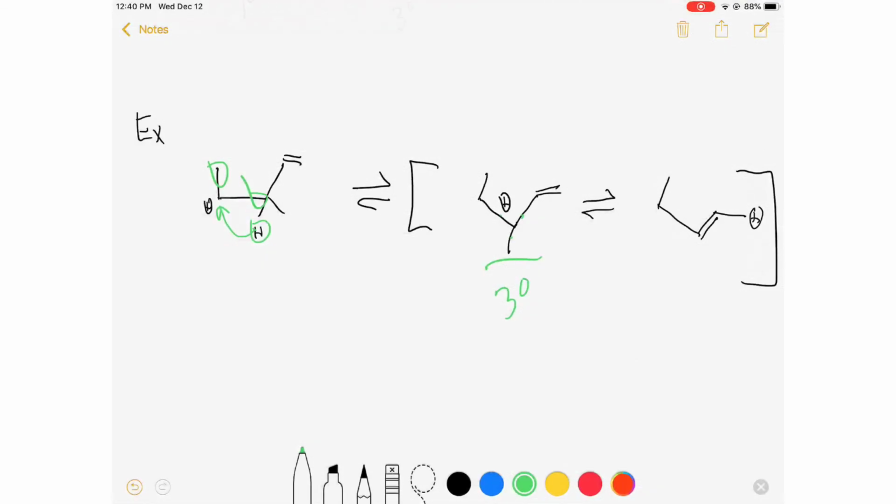However, since this is resonance, we could keep on moving electrons. So we have another structure, which becomes this. But this goes to being primary, even worse than the secondary. So we're not going to be using this one in many cases. We'll just be focusing on this one.